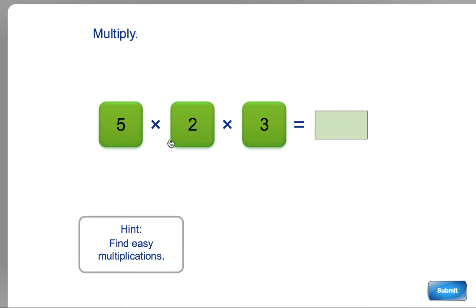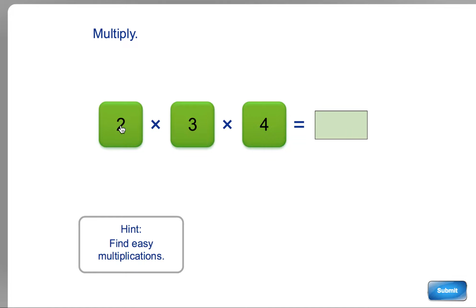You can move these numbers around as well. Again, 5 times 2 is 10, times 3 is 30. So that one's quite easy as well. Let's see if somebody moving around. This one, 2 times 3 is 6, and 6 times 4 you can do as a basic fact.